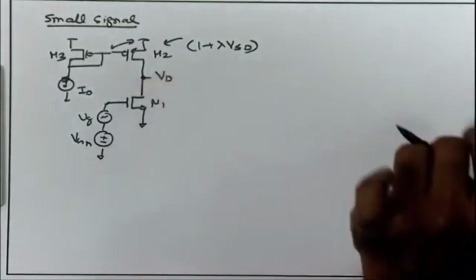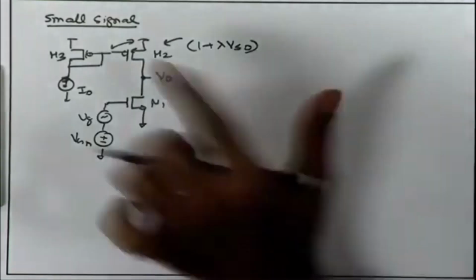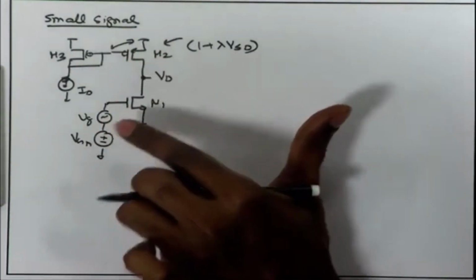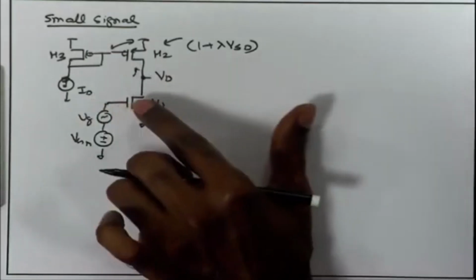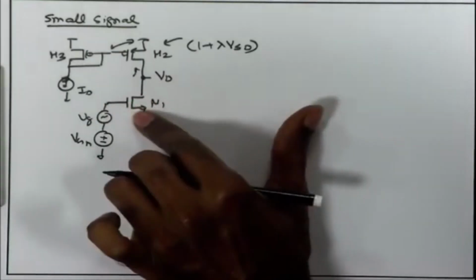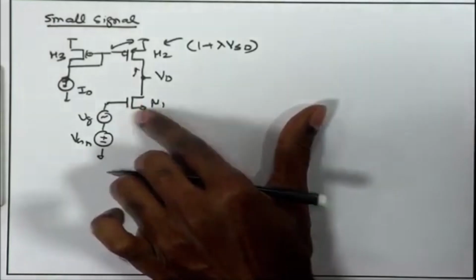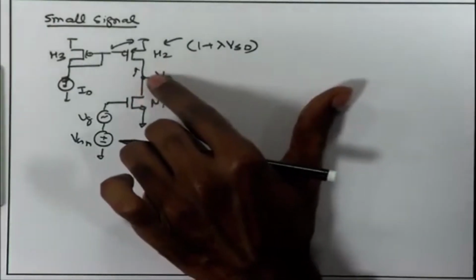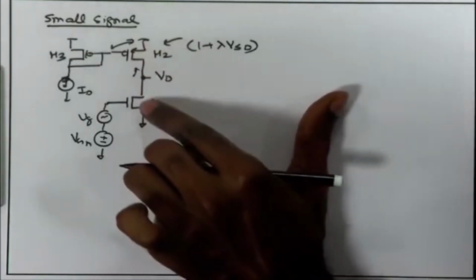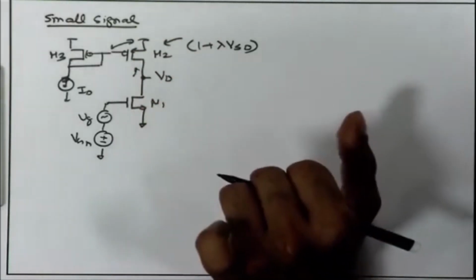So, here once again, in order to maintain these M1 and M2 in saturation regions, so that we are having large impedance provided by M2, and also M1 is in saturation region giving us large gm and large gain, we must make sure that the drain voltage is ensuring saturation region operation for both M1 and M2.